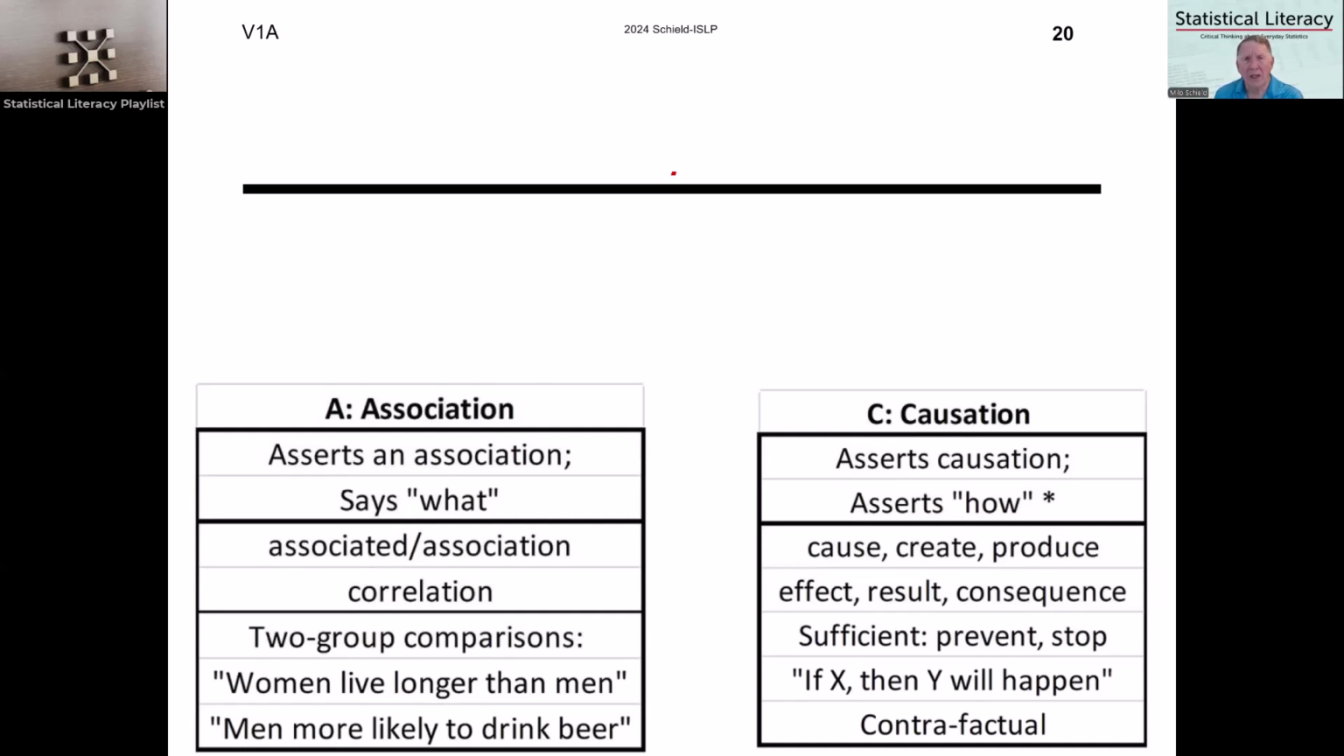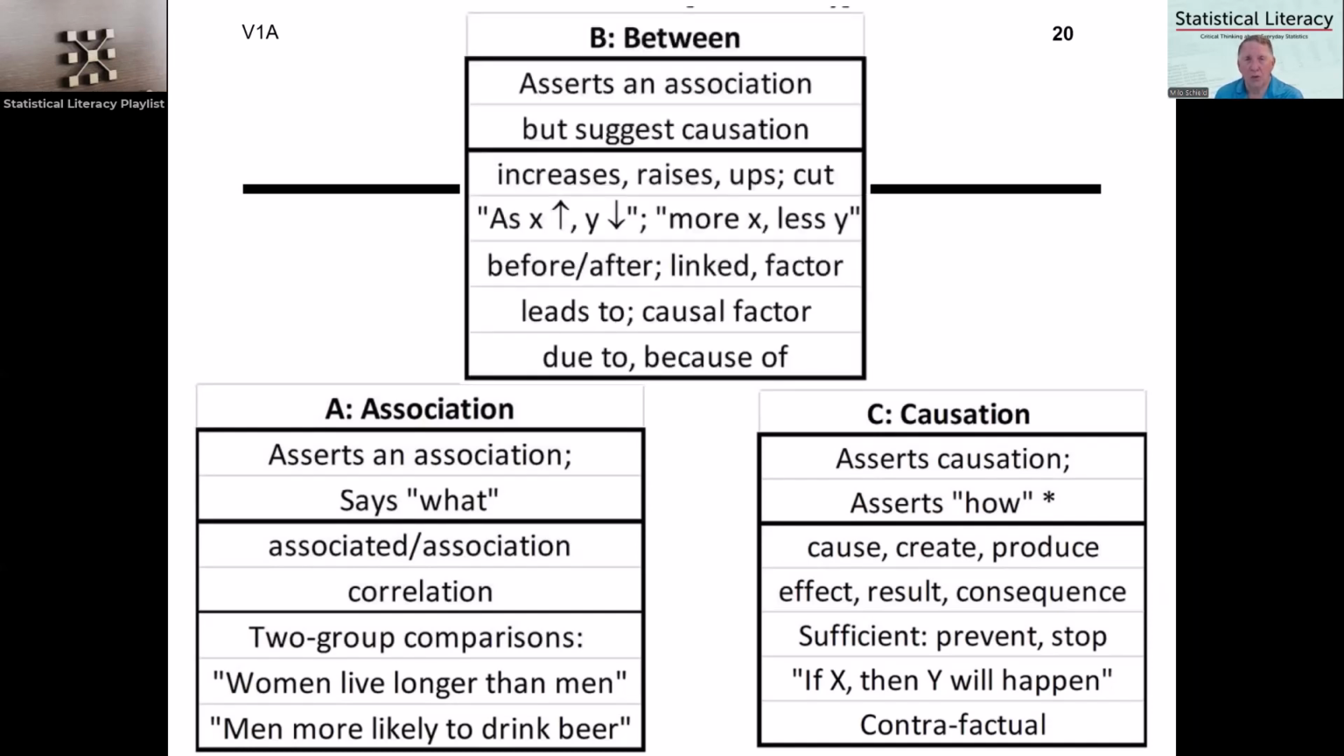But you might say, Schield, the examples that Chat gave didn't use association or correlation. They didn't use cause or effect or sufficiency. What about those words? They're what I call the between words. A for association, C for causation, B for between. They assert an association, but they suggest causation.